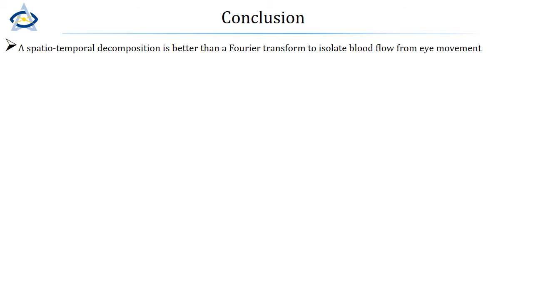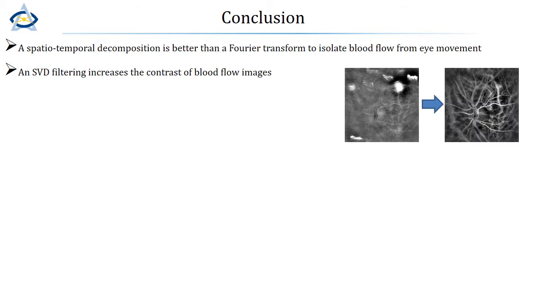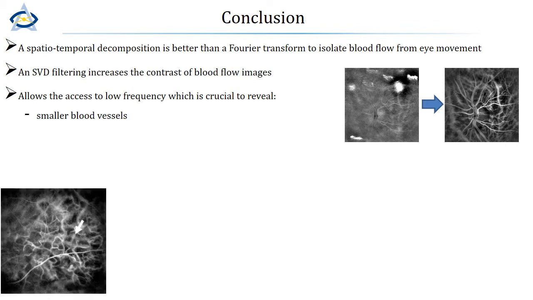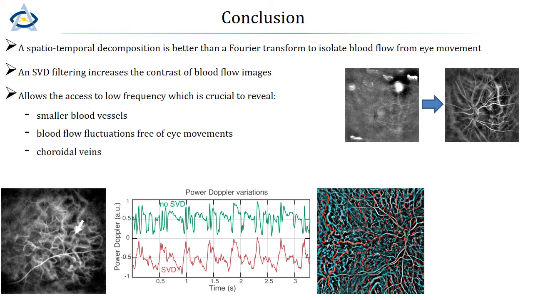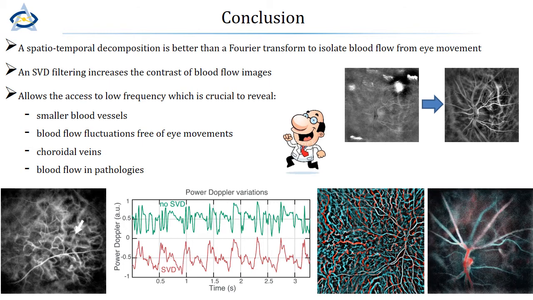So in conclusion, we demonstrated that the spatio-temporal decomposition is much more powerful than Fourier transform to be able to separate blood flow from eye movement. The SVD dramatically increases the contrast of blood flow images, and this access to low frequency is crucial to reveal the smaller blood vessels where blood flow is slower. It's critical to reveal blood flow fluctuations that are free of eye movements. It's important to be able to image the choroid because it reveals choroidal veins, and it's indispensable to reveal blood flow in pathology. So this SVD filtering is just a few lines of code, but it has been extremely important for the clinical relevance of the instrument.